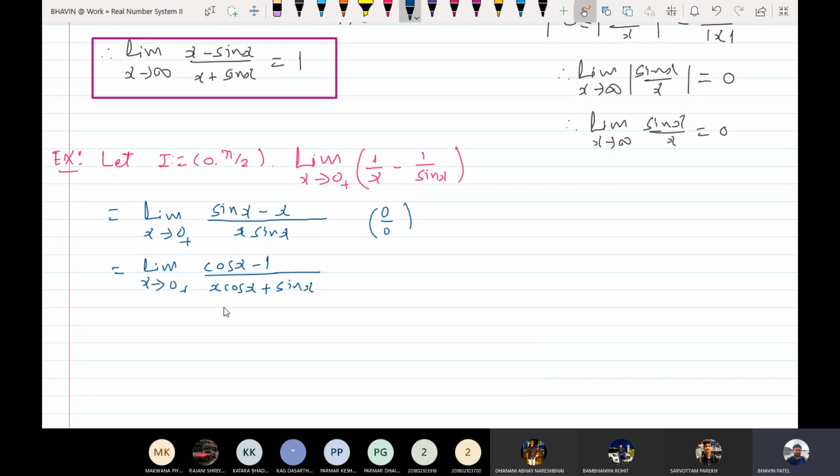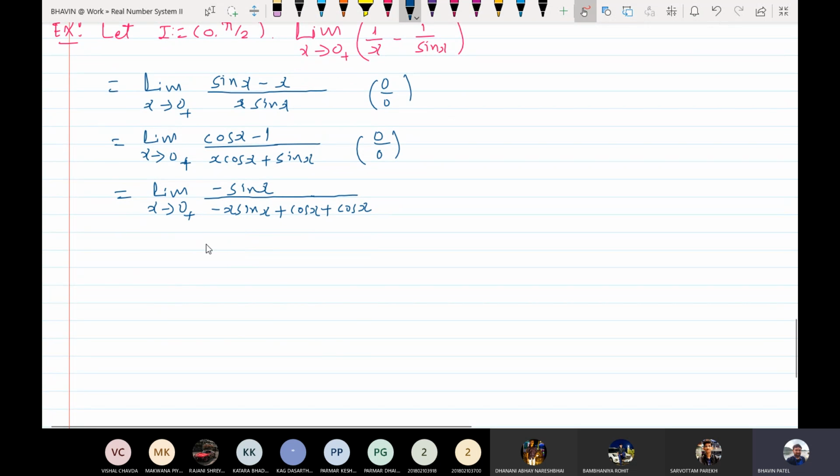Okay. So again, if you take x equal to 0, cos 0 is 1. So 1 minus 1 is 0. And in the denominator, if you take x equal to 0, this denominator is also 0. So this is again 0 by 0 form. So again apply L'Hopital rule. So limit x tends to 0 plus, what is derivative of cos x? This is minus sin x. Derivative of 1 is 0, upon minus x into sin x plus cos x plus cos x, since derivative of sin x is cos x.